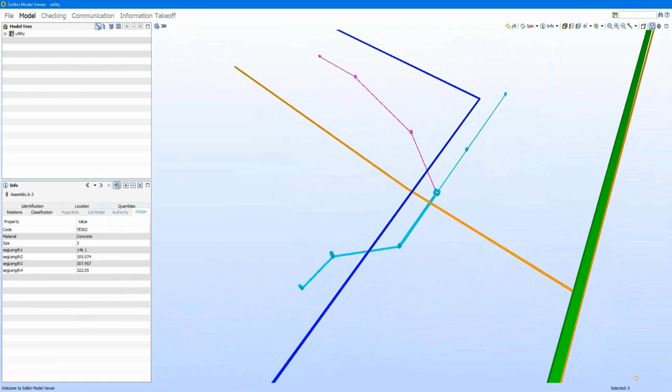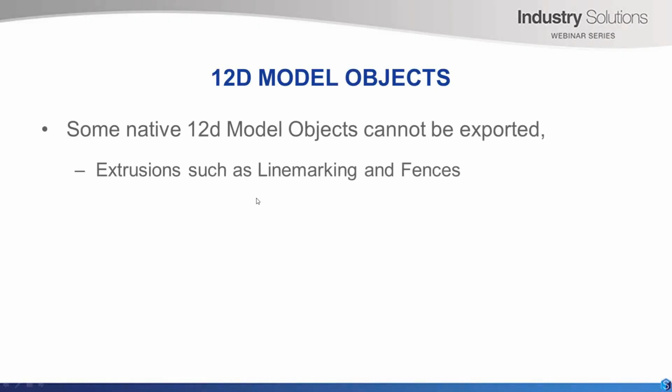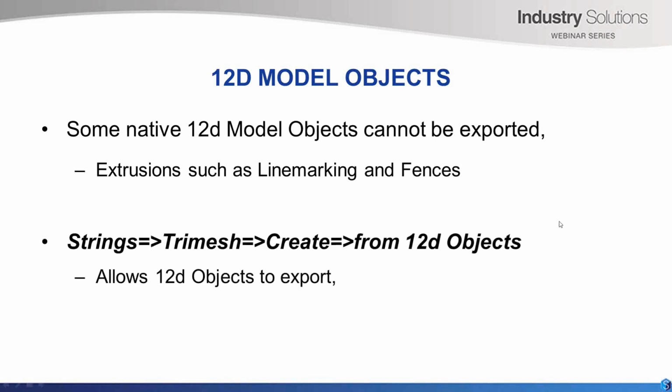Now, 12D model objects. We've all done extrusions, line marking and fences, and we all know that they don't go outside of 12D. They don't go to DWG, they don't go to IFC. They're a 12D model object. They exist inside 12D model and they generally cannot be exported. Well, we have tools now to export them. We can convert those extrusions into tri-meshes, which allows them to then be exported.